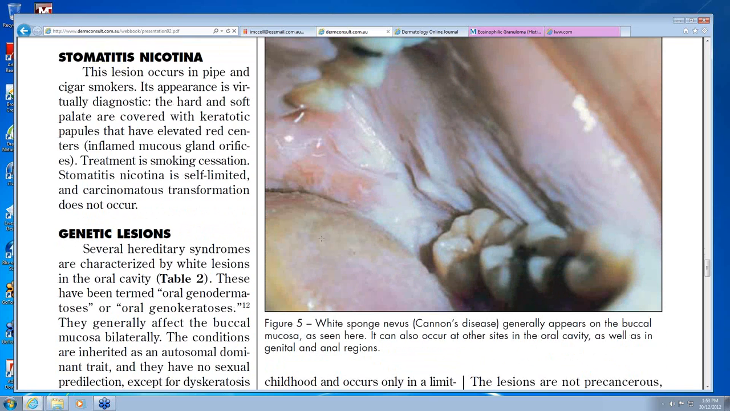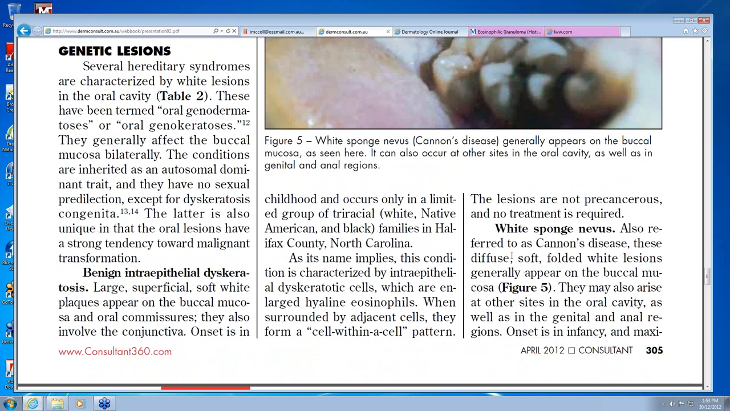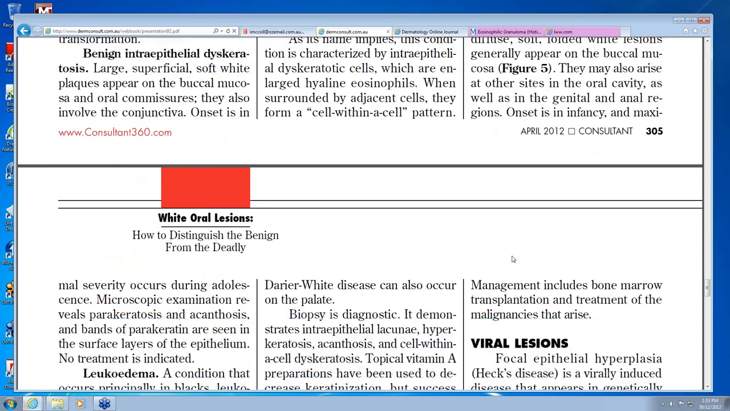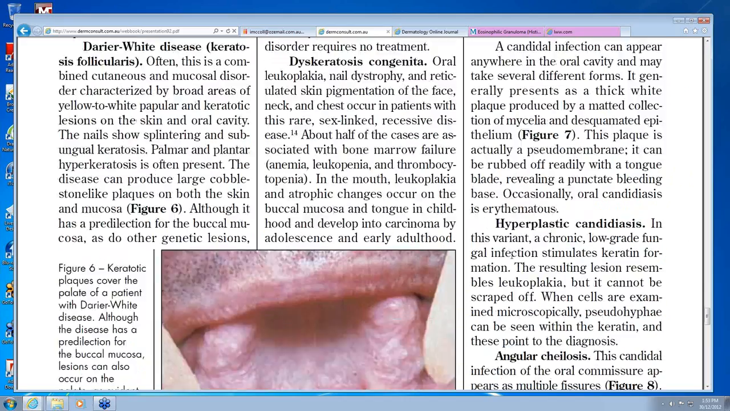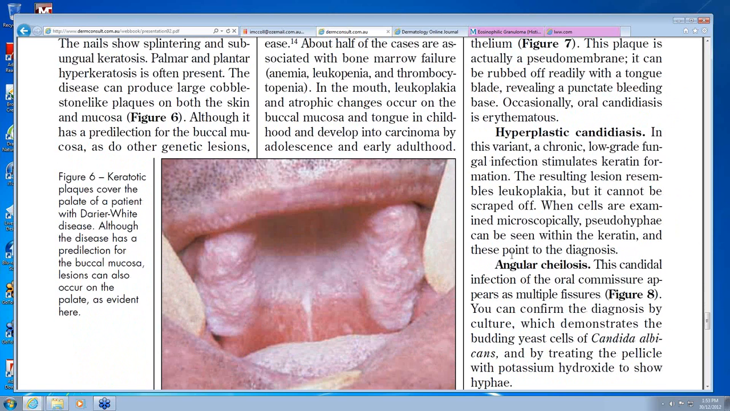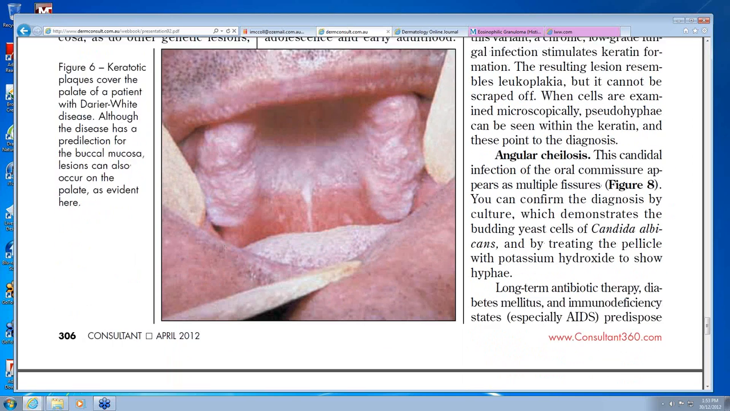Okay, there's the white sponge nevus. Again, buccal mucosa, you can see that area on the buccal surface, and the changes of dyskeratosis within it. And then, see what other examples we have. Yeah, there's a patient with Darier-White disease, this is Darier's syndrome. They're saying, although it has a predilection for the buccal mucosa, lesions can also occur in the palate.